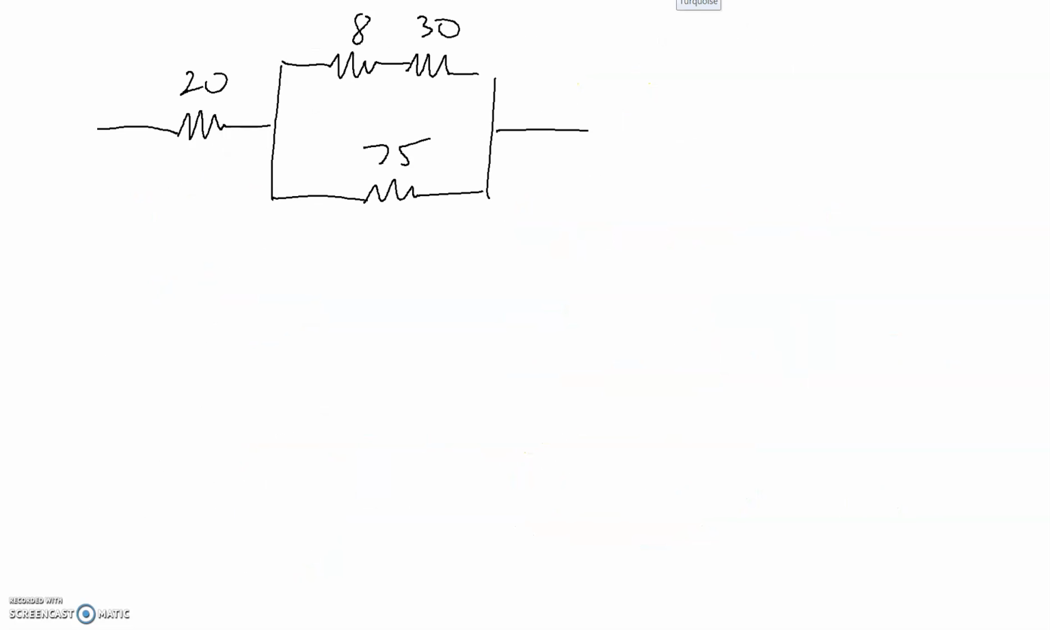Okay, so here's a combination of resistors. We've got 4 different resistors here, and we're just going to find the total resistance of them all put together. Now I'm going to find a couple that I can put together nicely, and the 8 and 30 are really easy to put together. I can take these two and replace them with just a 38 ohm resistor. Okay, so now I'm going to redraw my circuit.